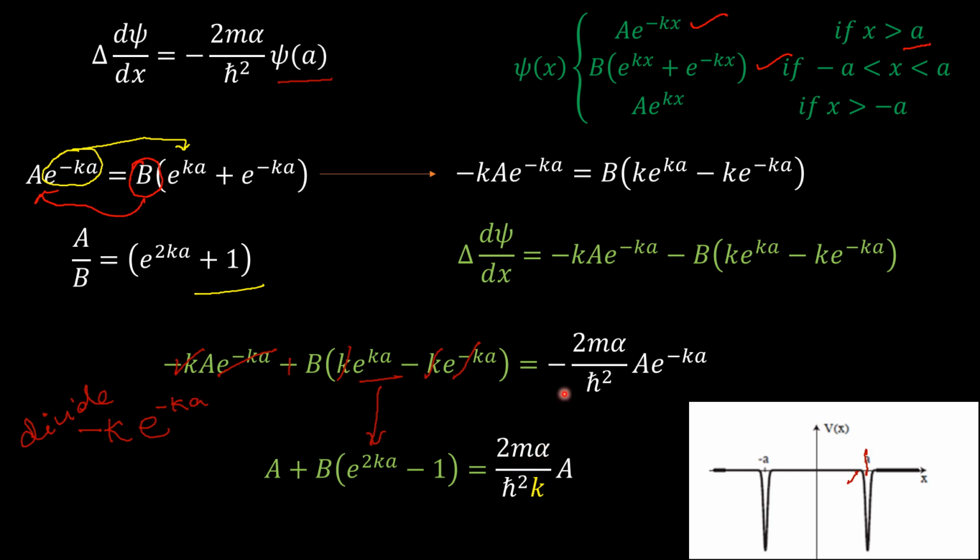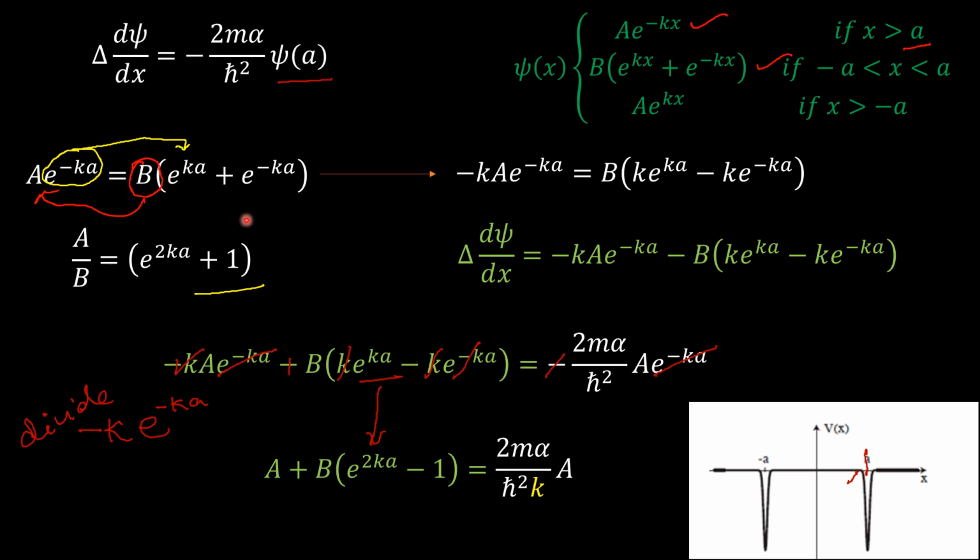Which is equal to the right hand side also I have to divide by this k. So this will become plus, because I am dividing by minus k, then exponential term. So here I will get k. Here I will get k. And this exponential term will get eliminated. So I will get a plus p e power 2ka minus 1, which is equal to 2m alpha over h cross squared k. This k comes because of this one, multiplied by a.